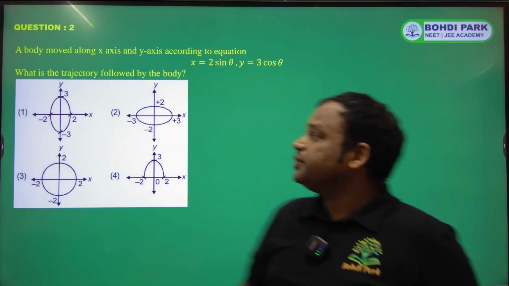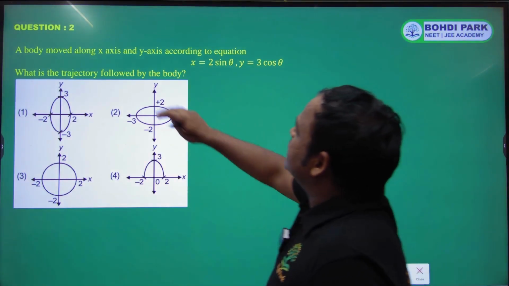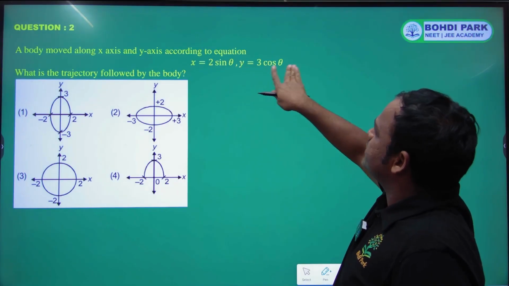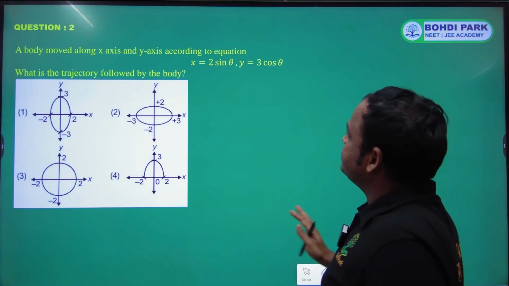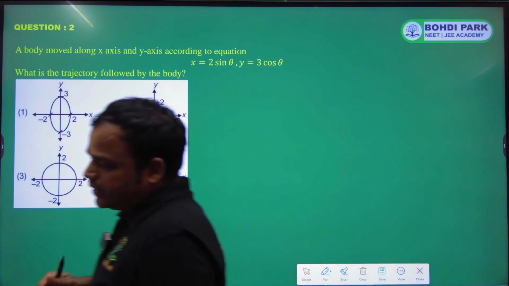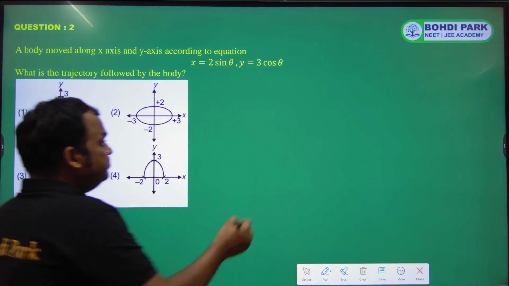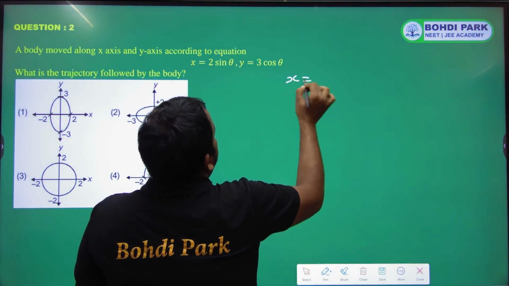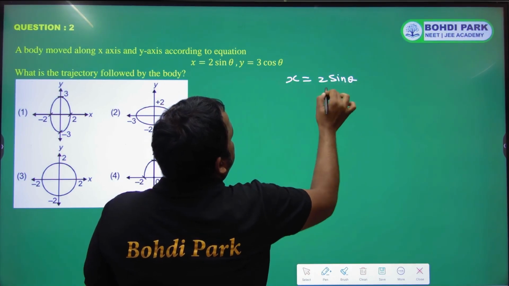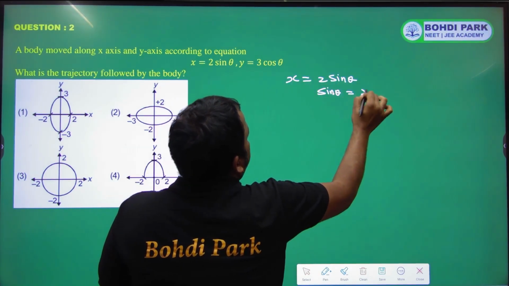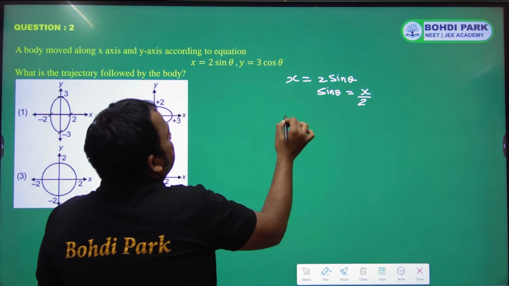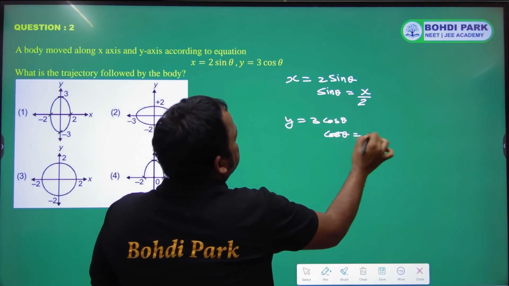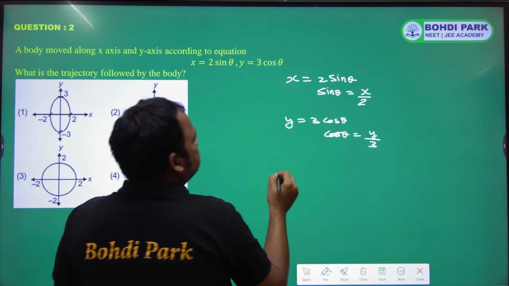Now look at this question number 2. A body moved along x-axis and y-axis according to equation x is equal to 2 sin theta, y is equal to 3 cos theta. What is the trajectory? So we know that if we have x is equal to 2 sin theta, so sin theta is equal to x by 2, and y is equal to 3 cos theta, so cos theta is equal to y by 3.